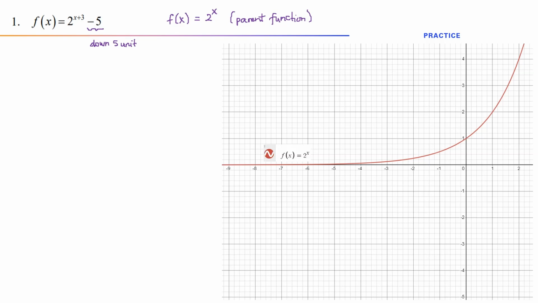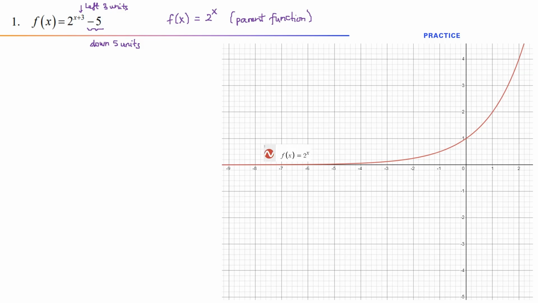Because it's outside. And then plus 3 goes with x, so it will go to the left 3 units. It shifts the whole graph down 5 units and to the left 3 units compared to the parent function. And to remind you, y is as it is: negative goes down, positive goes up. But for the x one, positive goes to the left and negative goes to the right.